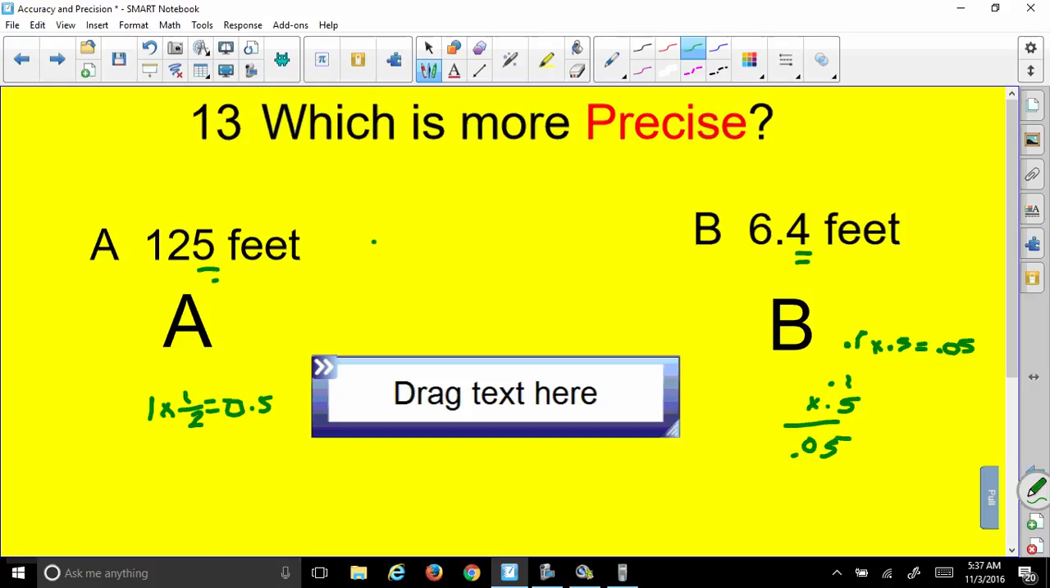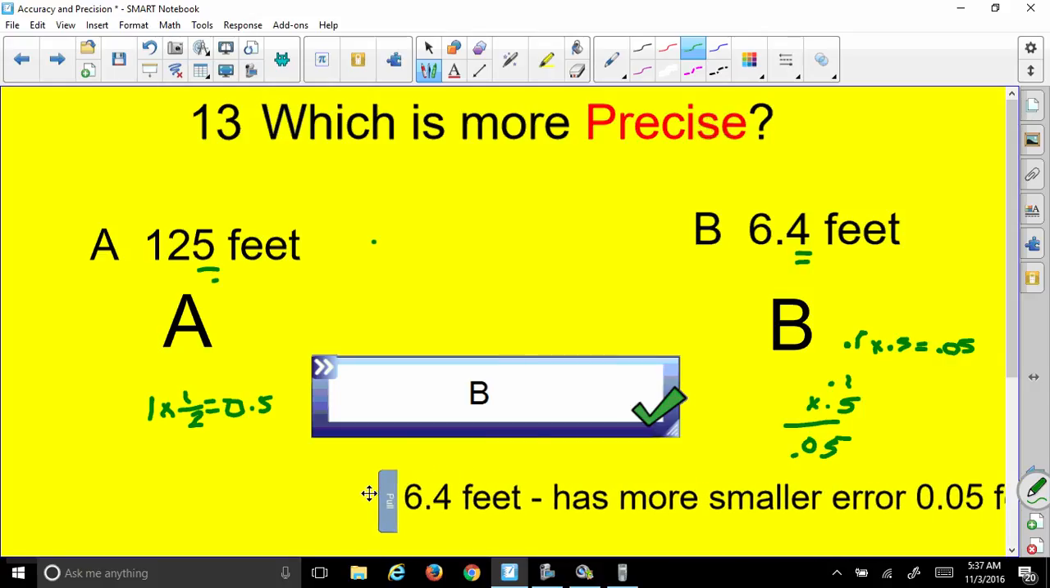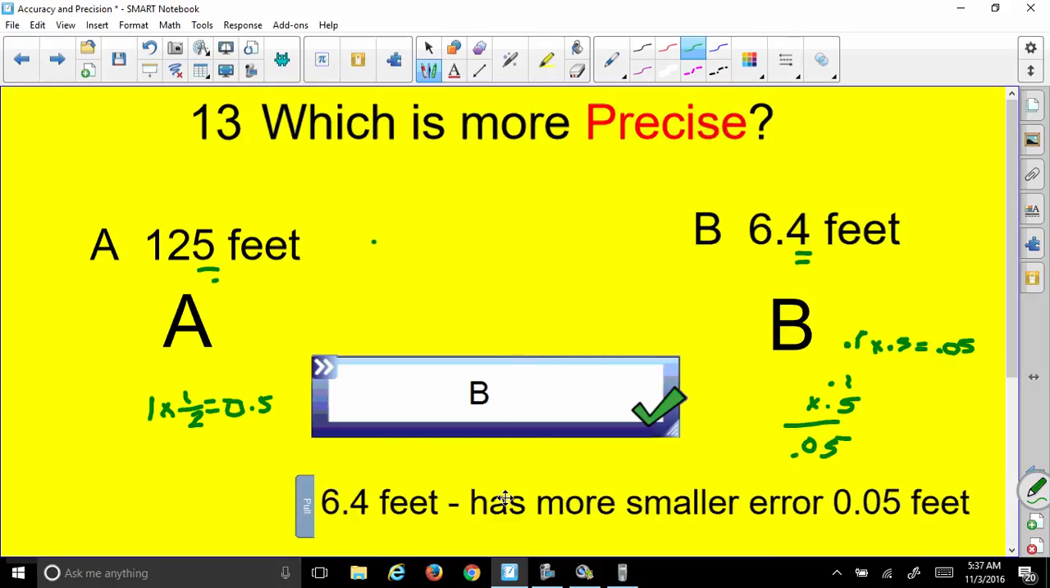So I'm going to say B because it has more preciseness, and it's more closely related. If you take a look at precision, 6.4 feet has a smaller error range here, so it's more precise. Remember, the smaller the error, the more precise the measurement is going to be. So you have to remember how to figure out precision.